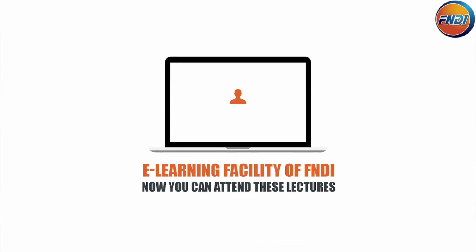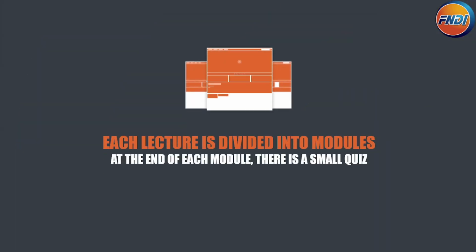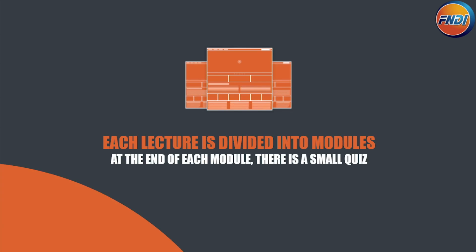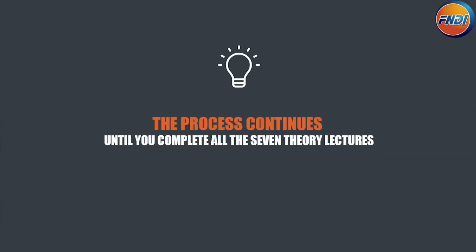With the help of this e-learning facility of FNDI, now you can attend these lectures. So let's first understand how it works. Each lecture is divided into modules. At the end of each module, there is a small quiz. You must score 75% in the quiz to be eligible to move to the next module or lecture. The process continues until you complete all the 7 theory lectures.